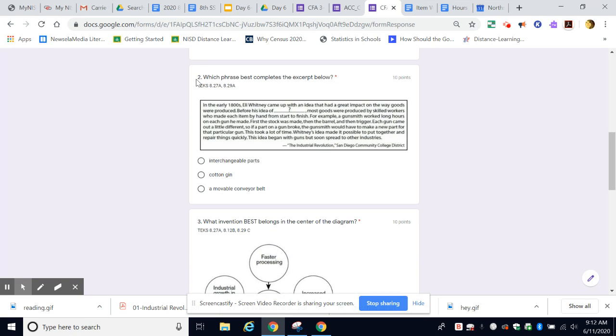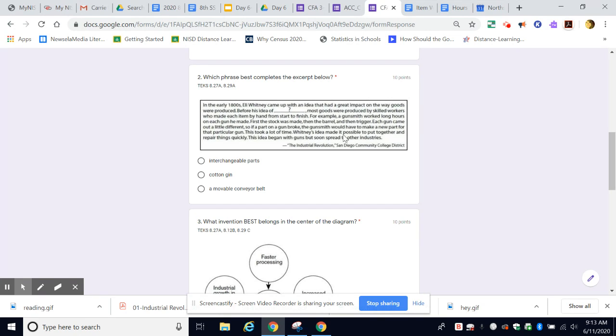Number 2, which phrase best completes the excerpt below? Let's take a look at the excerpt. In the early 1800s, Eli Whitney came up with an idea that had a great impact on the way goods were produced. Before his idea of blank, most goods were produced by skilled workers who made each item by hand from start to finish. For example, a gunsmith worked long hours on each gun he made. First the stock was made, then the barrel, and then the trigger. Each gun came out a little different, so if a part on a gun broke, the gunsmith would have to make a new part for that particular gun. This took a lot of time.